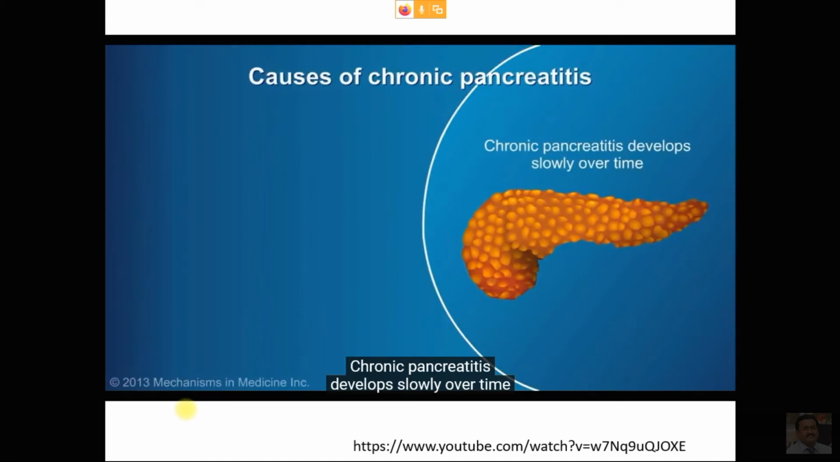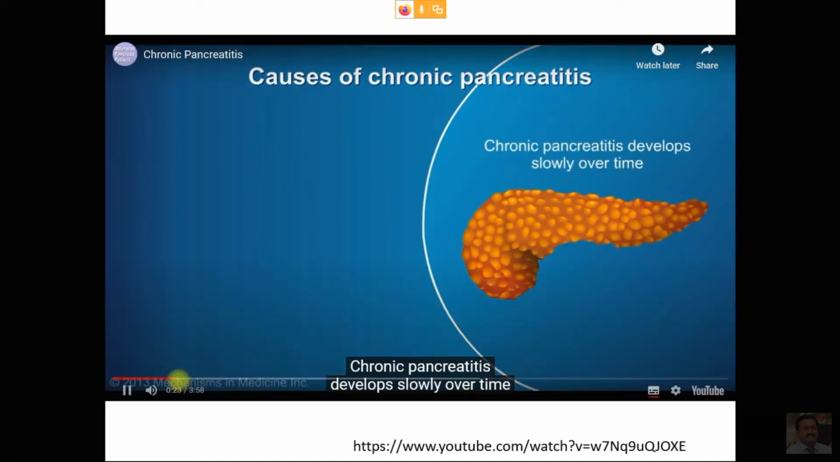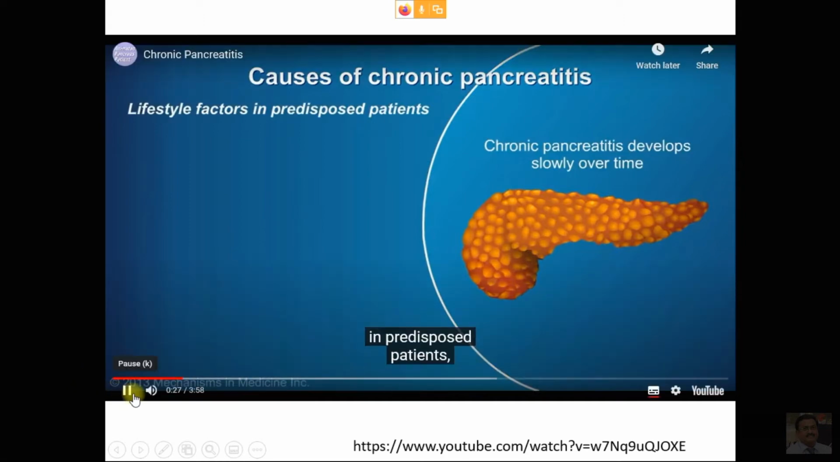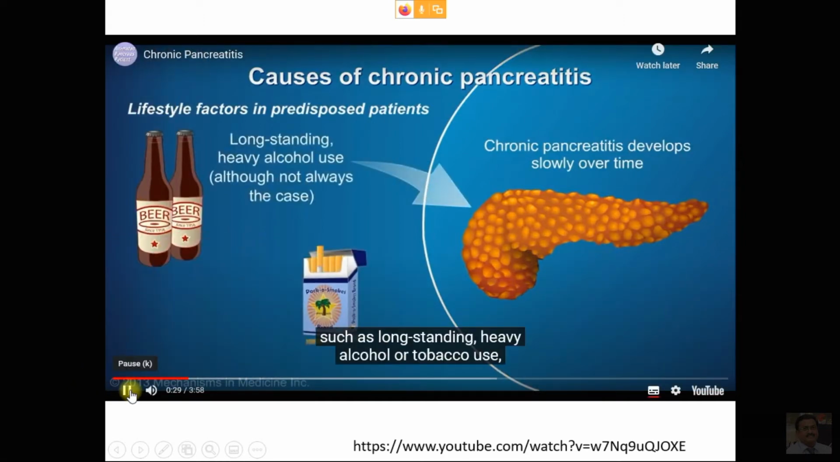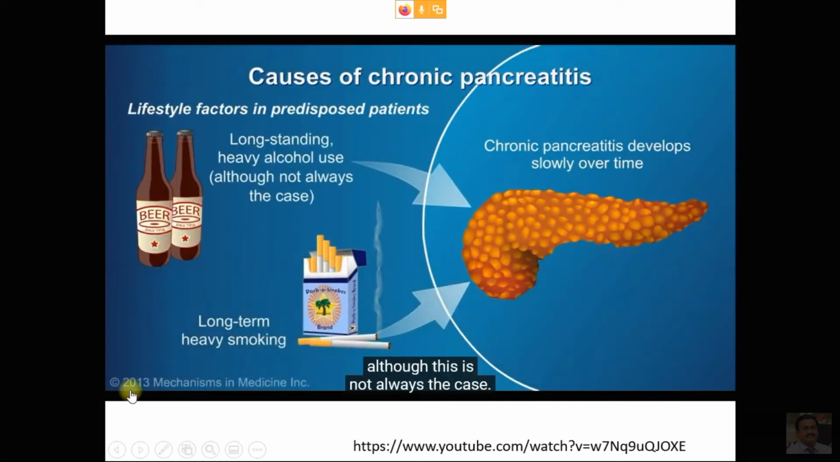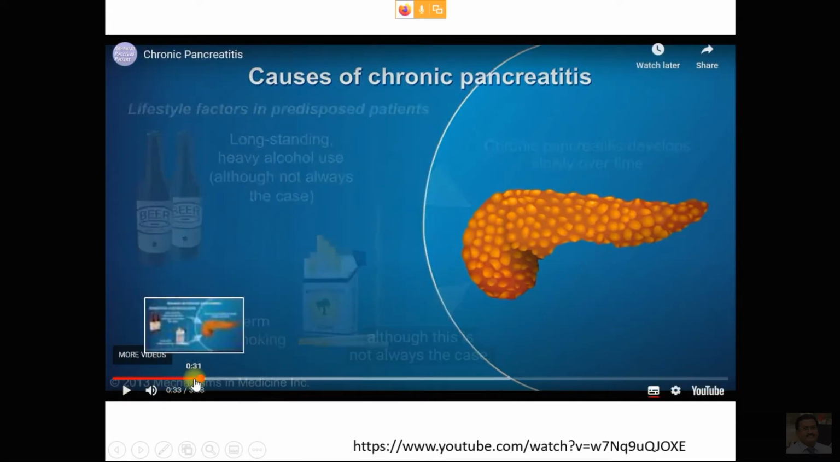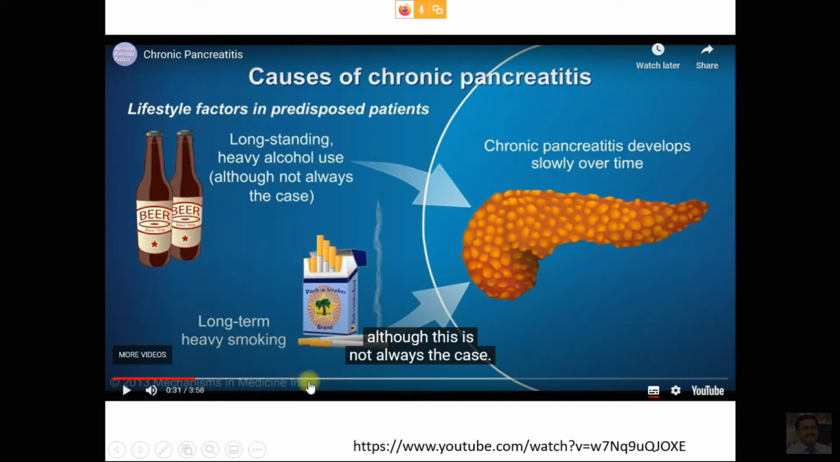Chronic pancreatitis develops slowly over time and is predominantly triggered by lifestyle factors in predisposed patients, such as long-standing heavy alcohol or tobacco use, although this is not always the case. It is already given here. Chronic pancreatitis is enlargement of the pancreas, and destruction of pancreatic tissue may also happen.